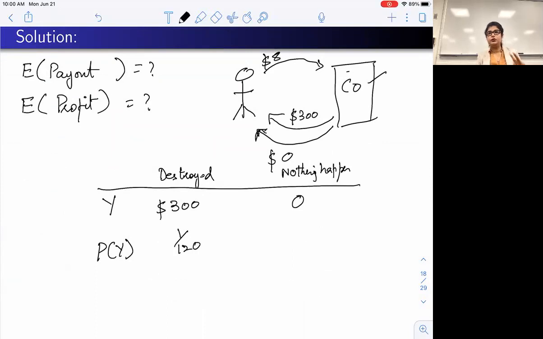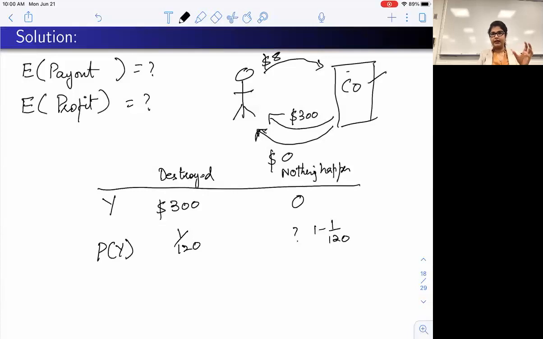As we have only two possible outcomes, one is happening and one is nothing is going to happen. So if nothing is going to happen, everything is fine. So this probability is actually the complement of probability of being destroyed. So this means 1 minus 1 by 120.